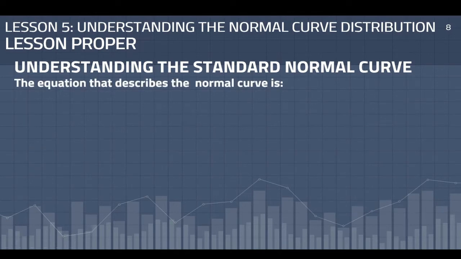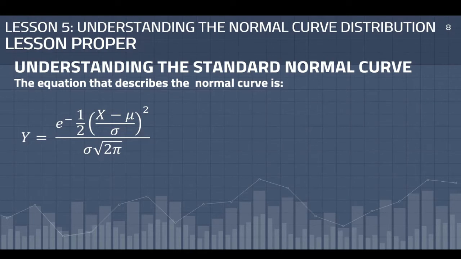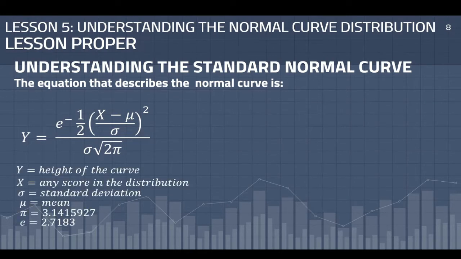Now, the equation that describes the normal curve is this equation. Ngayon, ano ang nire-represent ng mga variables dyan? Yung y, yung height ng ating curve. X is any score in the distribution. The sigma here is our standard deviation. The mu is our mean. Then pi here represents the constant pi, 3.1415927. Then e is Euler's number, 2.7183.